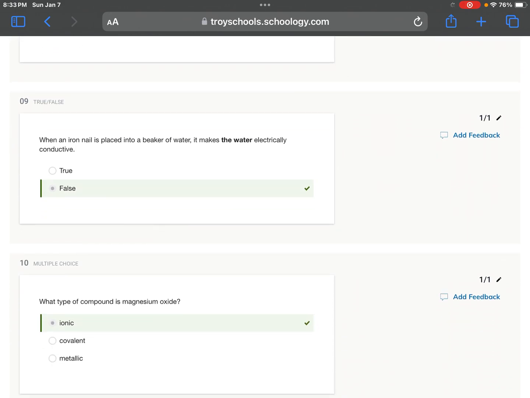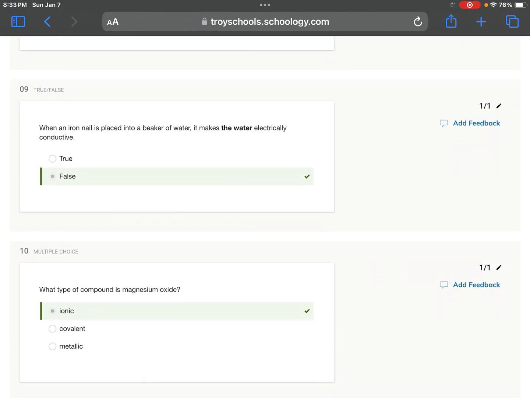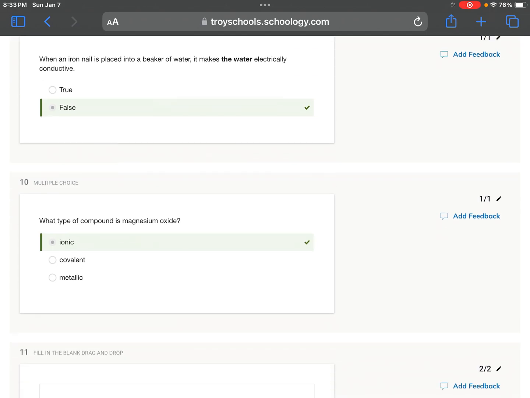All right, for number 9 on my copy, when an iron nail is placed in a beaker of water, it makes the water electrically conductive. No, it would have to have somehow leached into the water for that to happen. So the nail itself is conductive, but not the water.